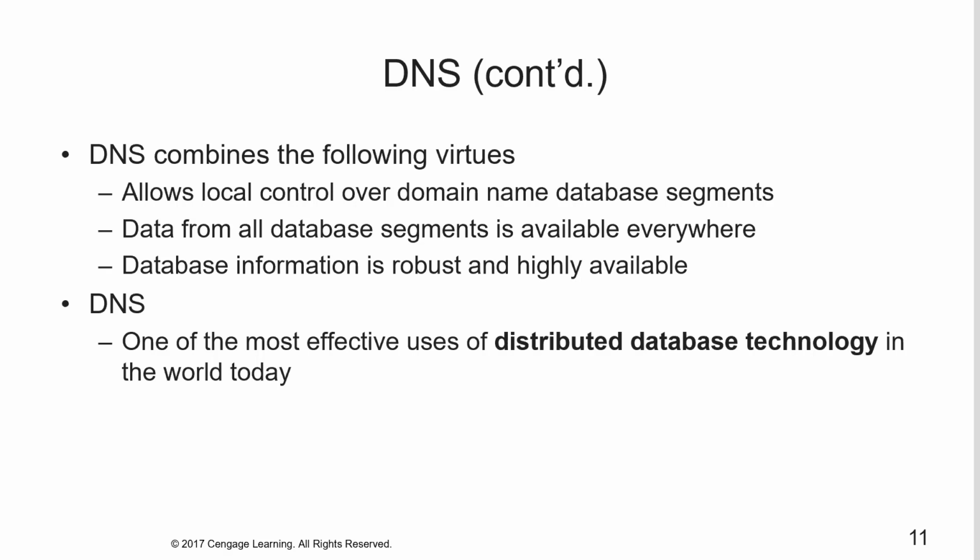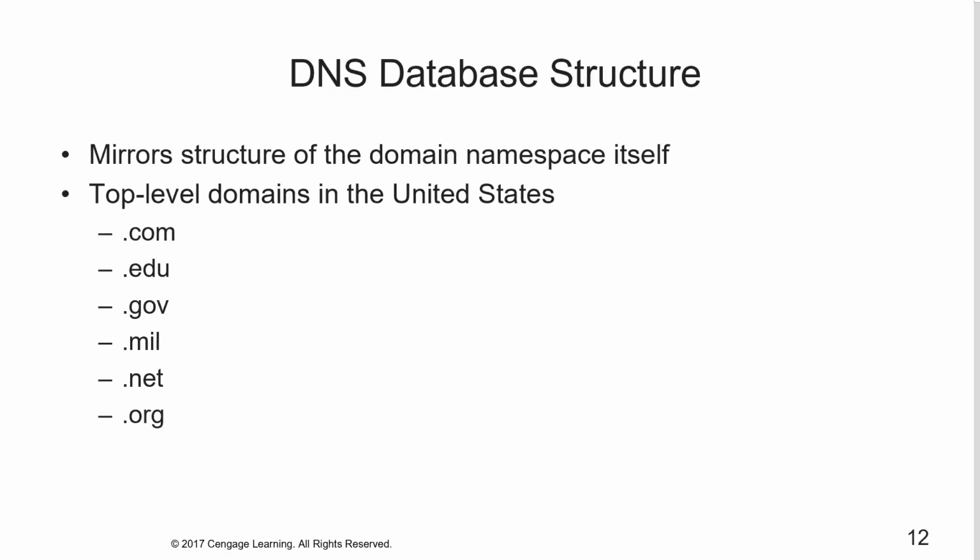Following it again, DNS, what does it do? It allows for local control over domain name database segments. Data from all the database segments is available everywhere, and the information is robust. And these need to be adhered to as we're looking at overall how DNS operates in the overall system. But again, we talk about how it's a confusing and deep subject. This is probably the most effective use of distributed databases you'll see in the world. It has been for a long time, and it still is. And it's what we depend on every day.